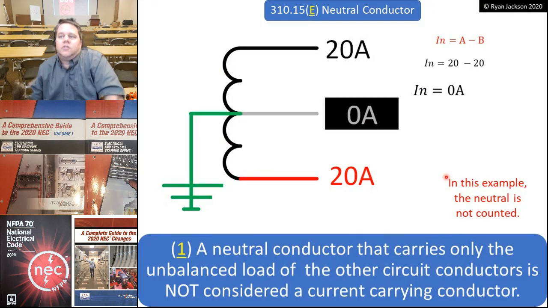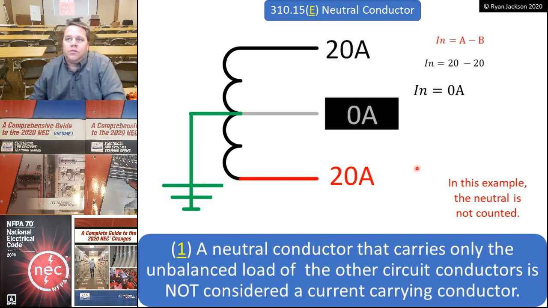A neutral conductor that carries only the unbalanced load of the other circuit conductors is not considered a current carrying conductor. All right, so looking at this example, I've got 20 amps on line 1, 20 amps on line 2, which means I would have 0 on the neutral. So a perfectly balanced circuit, you would not count the neutral conductor. Now, of course, that seldom exists in reality, or if it does, it's only temporary until somebody turns a light on or plugs something in. So if it's perfectly balanced, we don't count the neutral.